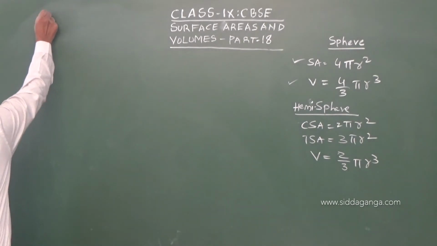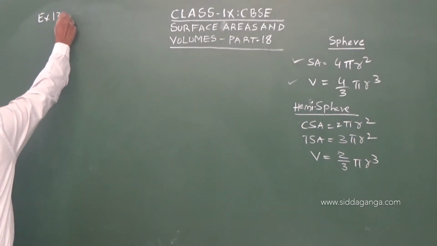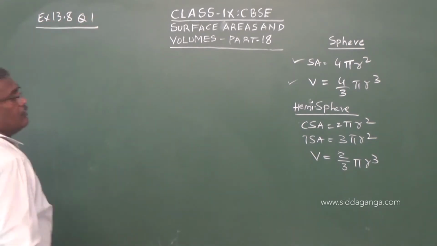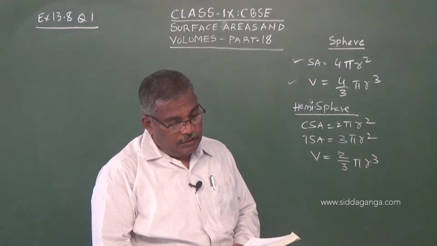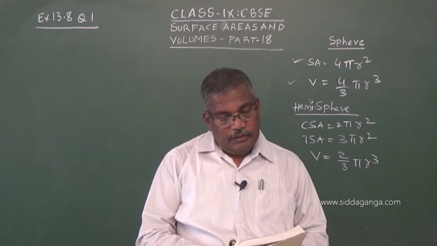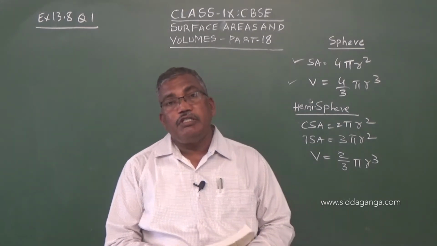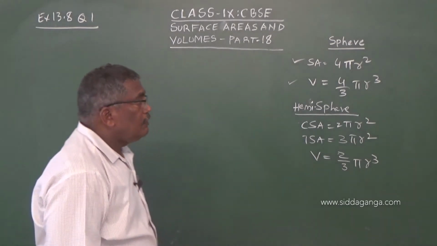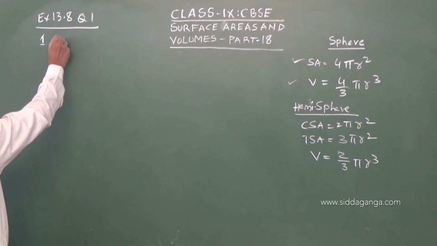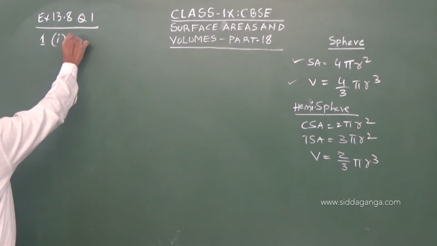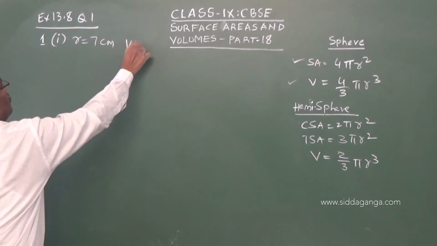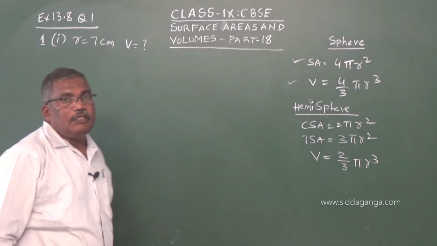So exercise 13.8, question number 1. Let us discuss the first question. Find the volume of a sphere whose radius is 7 centimeter and 0.63 meter. So first question, under that first sub question, radius is equal to 7 centimeter, volume equals how much? A simple question.